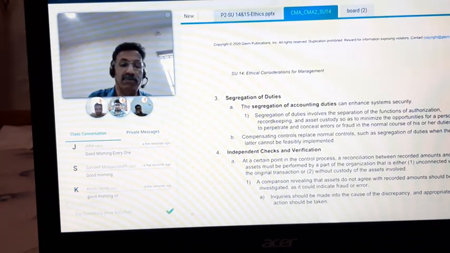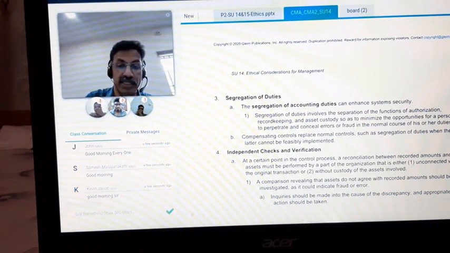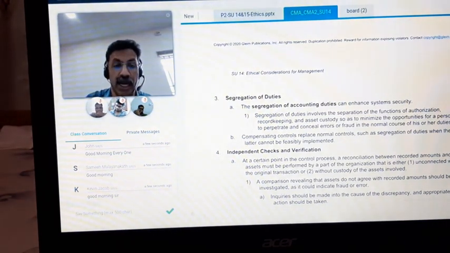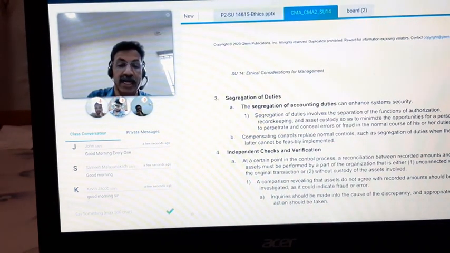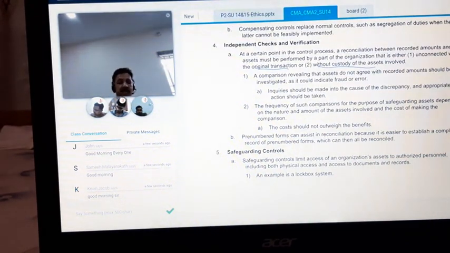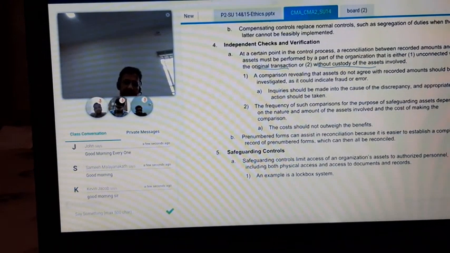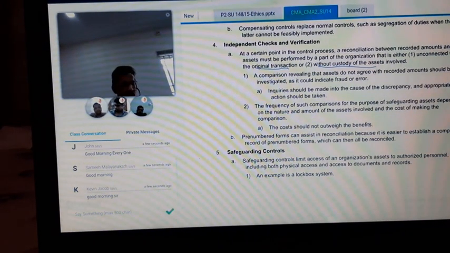Now, I've told you that ARC, but when you see ARC as the segregation of conflicting functions, definitely independent checks and verification should be done. That should ideally be done by somebody unconnected with the original transactions or without custody of the assets involved. And when you go for independent checks and verification, physical verification of the physical assets against the recorded assets, if it's not tying up, then you can be sure that there would be some errors in the accounting, right?